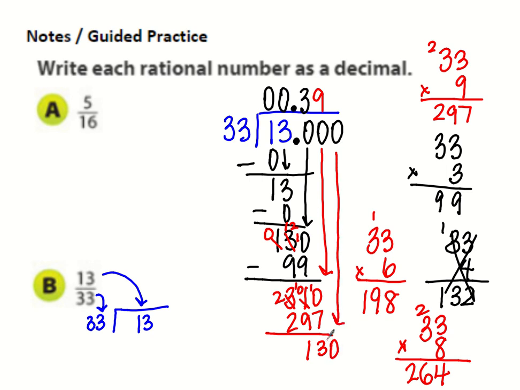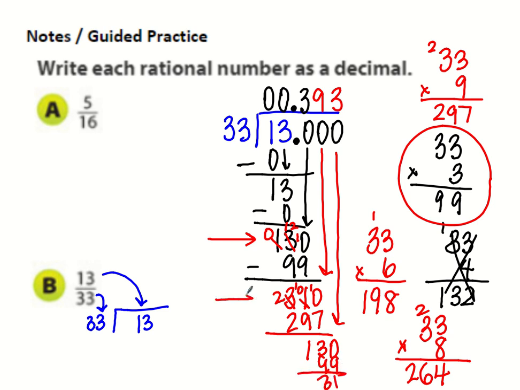So what am I looking at? I'm looking at 33 into 13, or 130 when I bring the 0 down. So I'm right back here, and we can look over here and we see that 33 times 3 got me 99. So what's going to continue to happen? So then I have 31 again, which is what I have left here. So it looks like my 9 and my 3 are going to repeat.